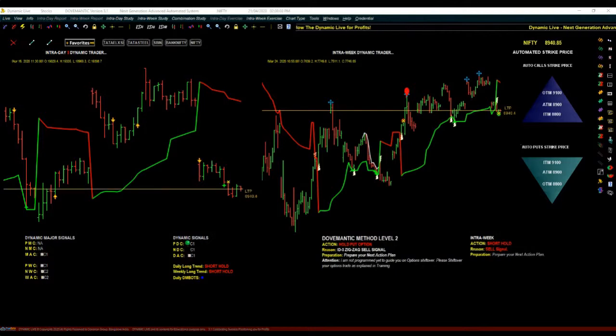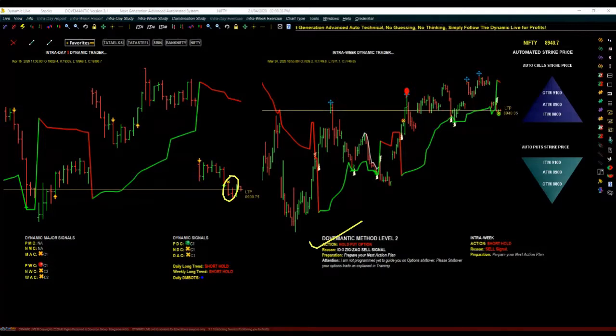Now even that is made easy because our job is to only look at this Dowmantic method level 2, and in this we will check only the action information. Now in this action information, whenever there is a clear buying opportunity, it will be written here as buy call option now, or if there is a clear selling opportunity, it will be written here as buy put option now. Right, so here was a point where it was a clear selling opportunity where it wrote buy put option now.